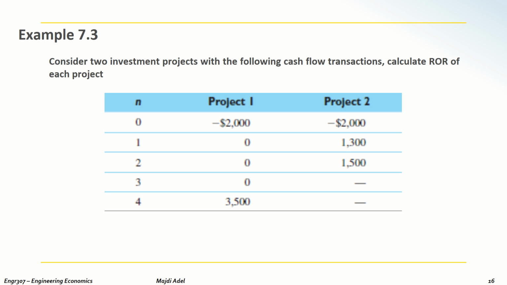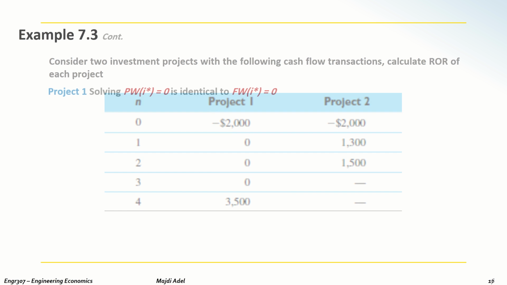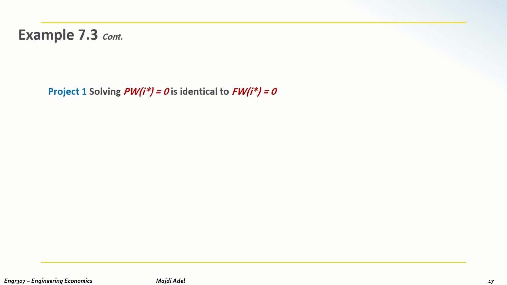In this example, we will examine those two situations. For project 1, I have cash outflow investment at n equals 0 and a cash outflow at n equals 4. And for project 2, I have a project that has service life of 2 years. So for project 1, it's easier to solve for future worth equals 0. If the present worth equals 0, then the future worth is also 0.